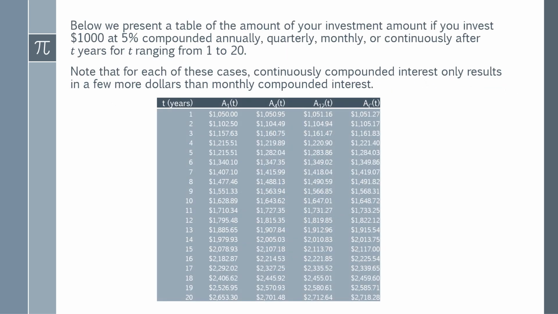Below, we present a table of the amount of your investment if you invest $1,000 at 5% compounded annually, quarterly, monthly, or continuously after t years, with t ranging from 1 to 20. Note that for each of these cases, continuously compounded interest only results in a few more dollars than monthly compounded interest.